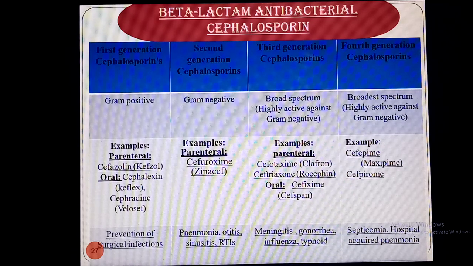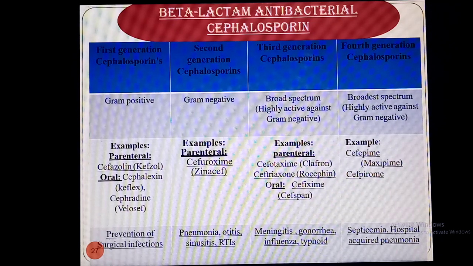Second generation cephalosporins are active against gram negative bacteria, and simply we can say the classical example is cefuroxime, which is available in the market by the trade name Zenacep, and is available parenterally. They are used in the treatment of pneumonia, otitis, sinusitis and RTI, respiratory tract infection.